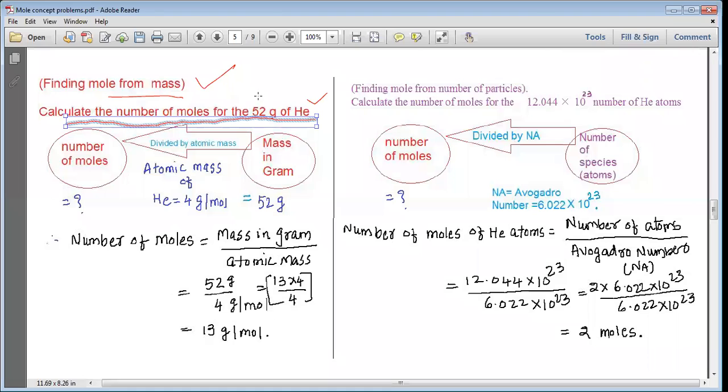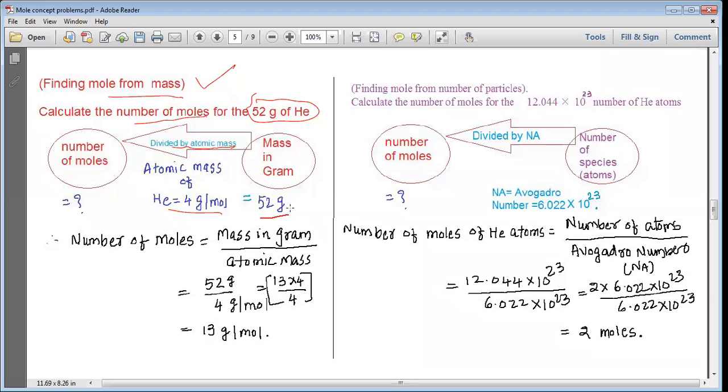So here we are given 52 gram of helium. That is the mass in gram for helium, and we want to calculate the number of moles. If we want to calculate the number of moles from the mass in gram, we need to divide by the atomic mass. Atomic mass of helium is 4 gram per mole.